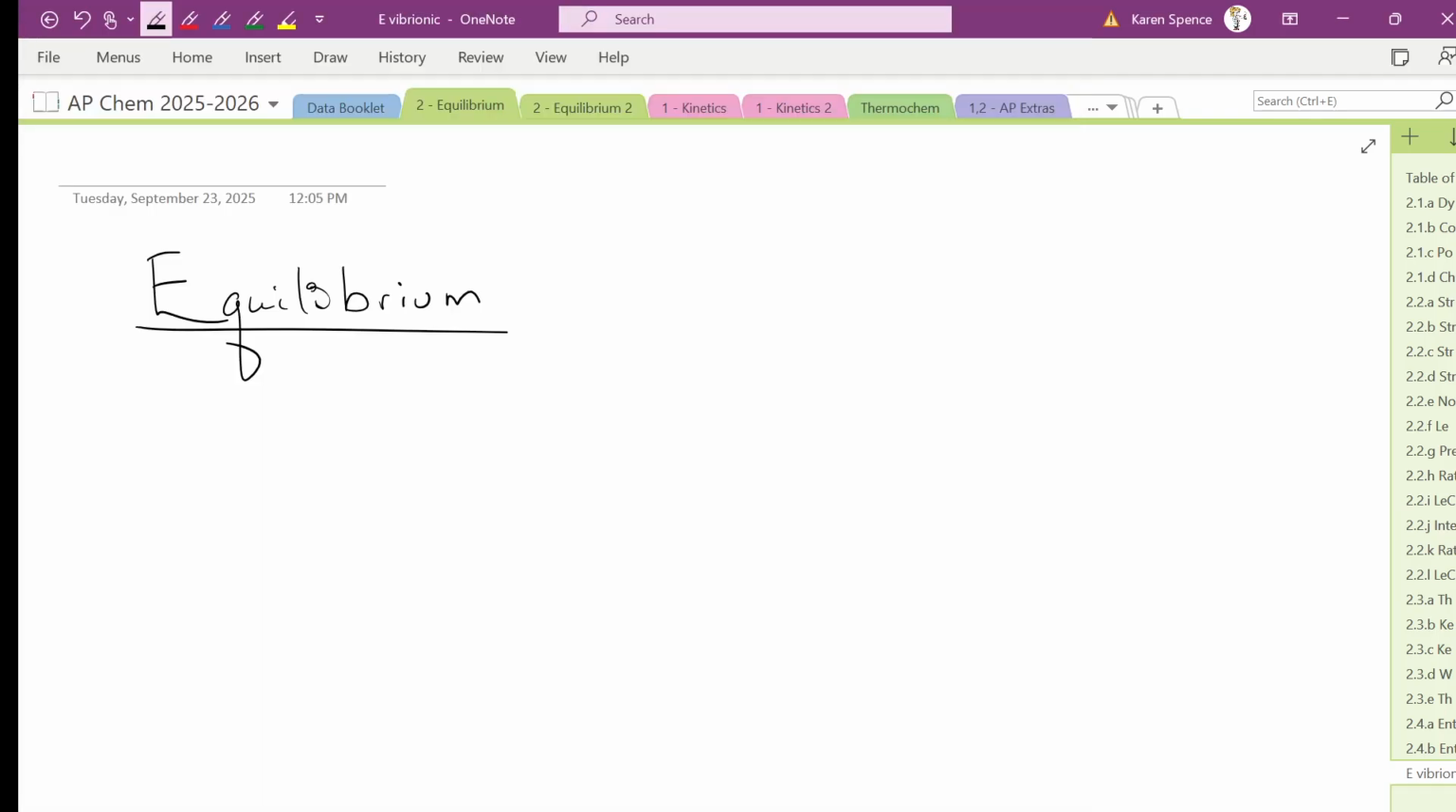All right, what's one thing we know about equilibrium? Yes? Forward rate equals reverse rate, yes. It's another thing we know. Yes? Has to be a reversible reaction. It's hard for the reverse rate to equal the forward rate if there's no reverse rate.